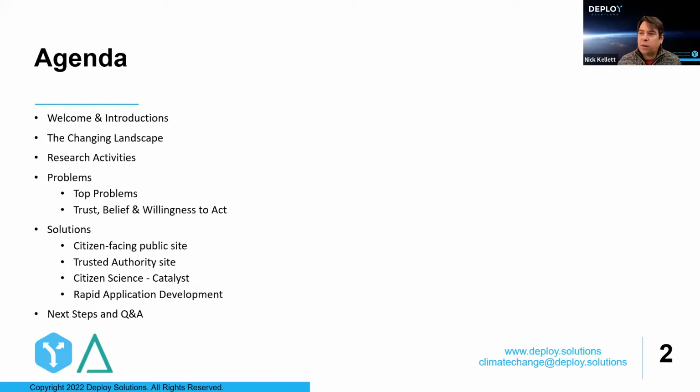So the agenda that we're going to follow is we've done the welcome and introductions. We're going to talk about the changing landscape. Then some of our research activities. We're going to talk about some of the problems building software solutions for climate change, top problems and issues of trust, belief, and willingness to act. Then we're going to cover some solutions. So on the citizen or individual facing side, on the trusted authority side, as we call them, Catalyst, our friends are going to talk about a citizen science project that we're working on. And then I'm going to talk about the need for rapid application development. And we're going to leave lots of time for questions and answers. So again, if you have any, feel free to put them in the chat or in the Q&A section, which is dedicated to that. And we'll be very happy to spend some time and listen to your feedback and your questions.